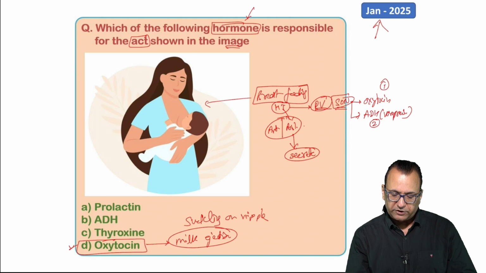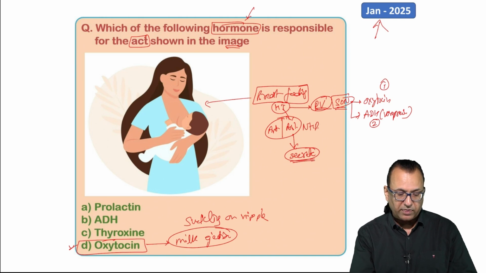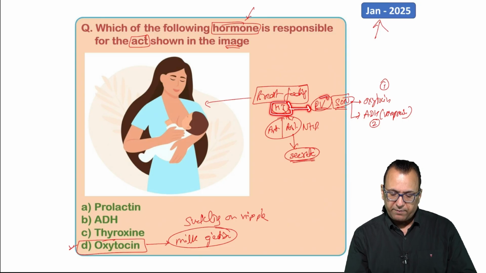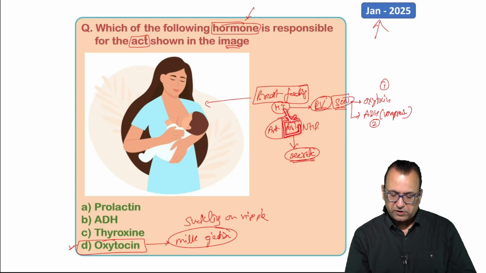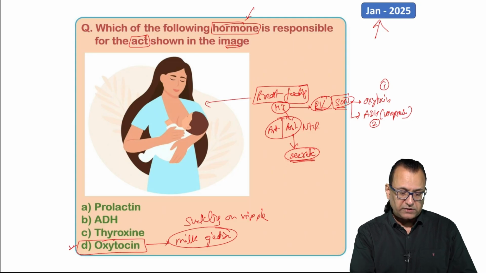So the posterior pituitary, which is also called neurohypophysis, will secrete these hormones, but actually they were formed in the hypothalamus. So the hypothalamus has some nuclei, paraventricular and supraoptic nuclei, where number 1 oxytocin and number 2 antidiuretic hormone or vasopressin are formed. From there they are transferred to the posterior pituitary or neurohypophysis, and then they are secreted. So what is the job of number 1, the oxytocin?